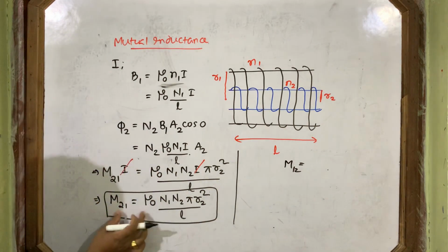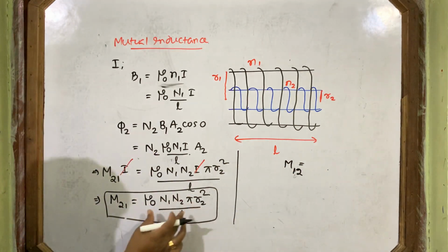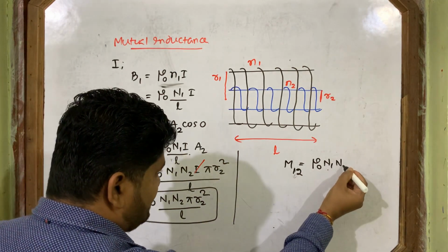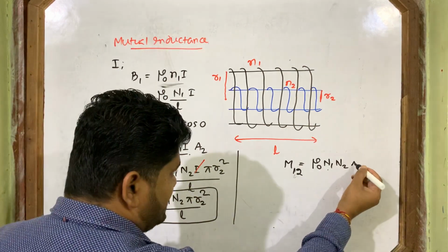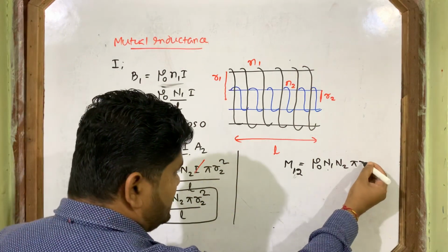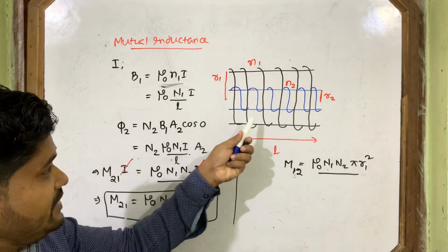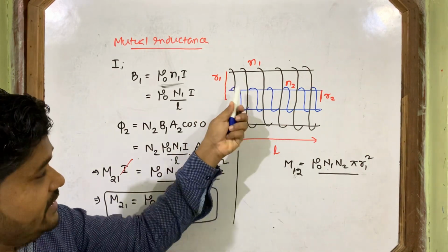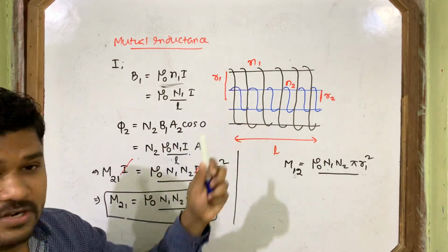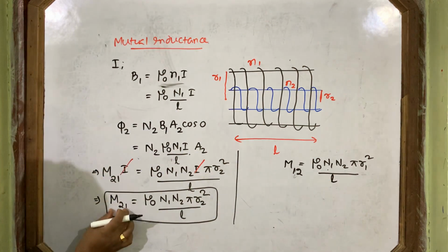Just look at this expression and write the M12 expression. M12 will be equal to, if you write a similar expression, mu naught N1 N2 pi. If we change, then N1 N2 pi remain. This is R2 square, but here it will be R1 square, because we are finding the mutual inductance in the first coil due to the second coil. So now R2 becomes R1, divided by L. This is M21, this is M12.